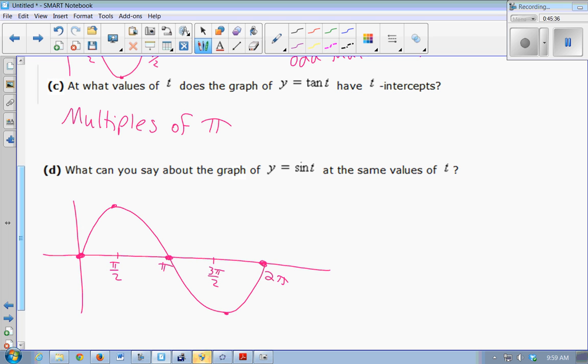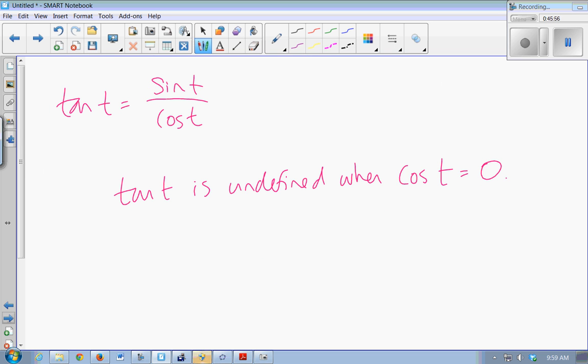Intercepts, yeah. Y equals sine t is 0 at multiples of pi. So that explains why the tangent has zeros at multiples of pi also, because the tangent is the sine over the cosine, and when the numerator of a fraction equals 0, the whole fraction equals 0. So the sine and the tangent have zeros at the same place. Does that make sense? So tangent t is 0 when sine of t is 0.